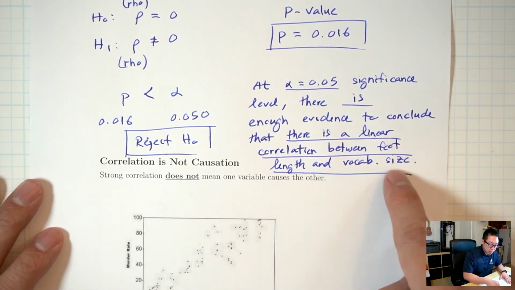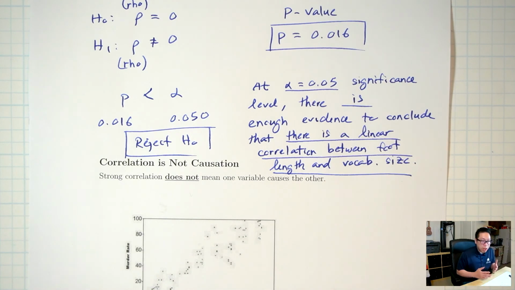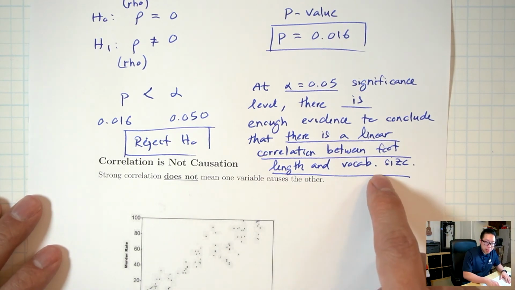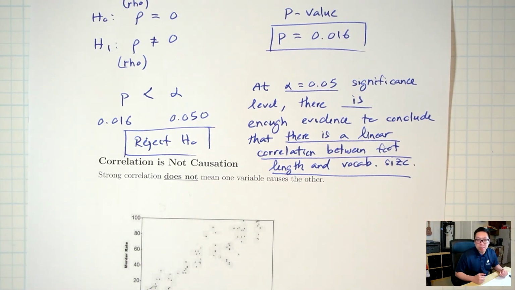Foot length and vocabulary size are both going up at the same time. If foot length goes up, vocabulary size goes up. But a better explanation for what's happening here would be what? Probably age. As a child gets older, their foot length gets longer and their vocabulary size gets bigger. So a better explanation might be age. It just so happens that foot length and vocabulary size both go up with age.